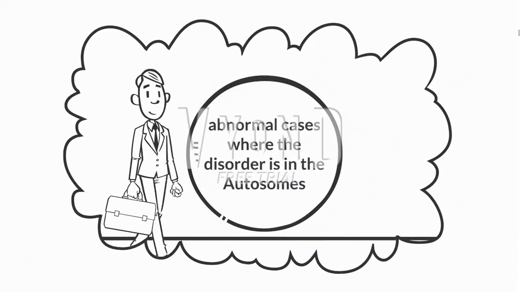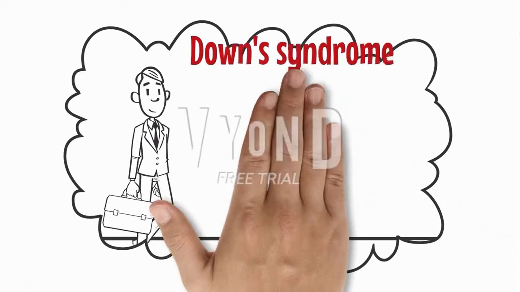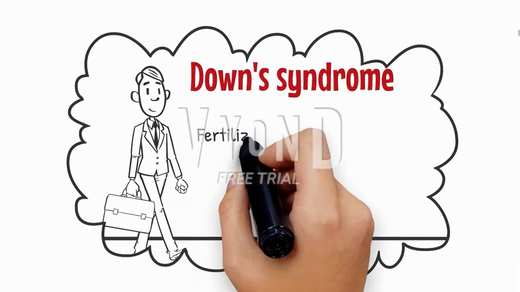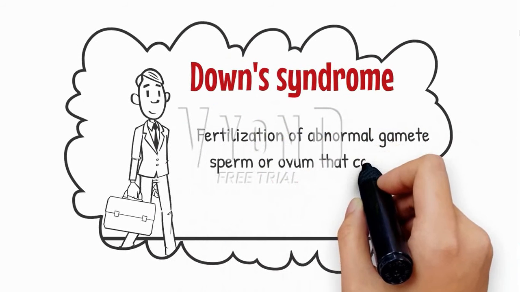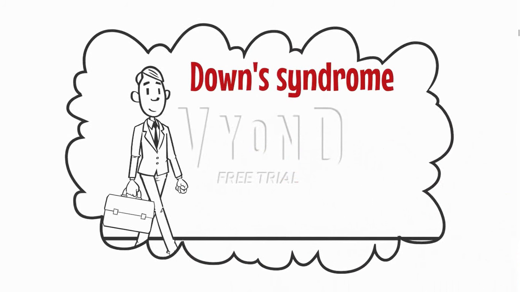There are also cases where the abnormality is in the autosomes and not the sex chromosomes. The example of this case is Down syndrome. That happens in case of fertilization of an abnormal gamete, ovum or sperm, that contains 3 copies of chromosome number 21.